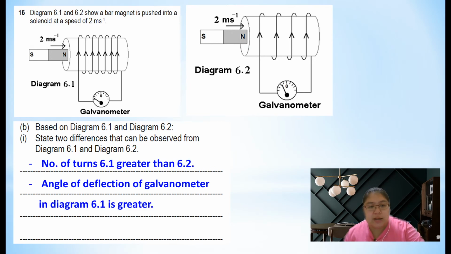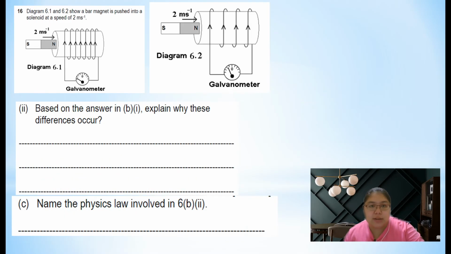Okay, let's see here. Number of turns, 6.1 is greater than 6.2. The second one is the angle of deflection of the galvanometer, 6.1 is greater. Okay, these are the two differences. Now we continue with the 2. Based on your answer B1, explain why these differences will occur.